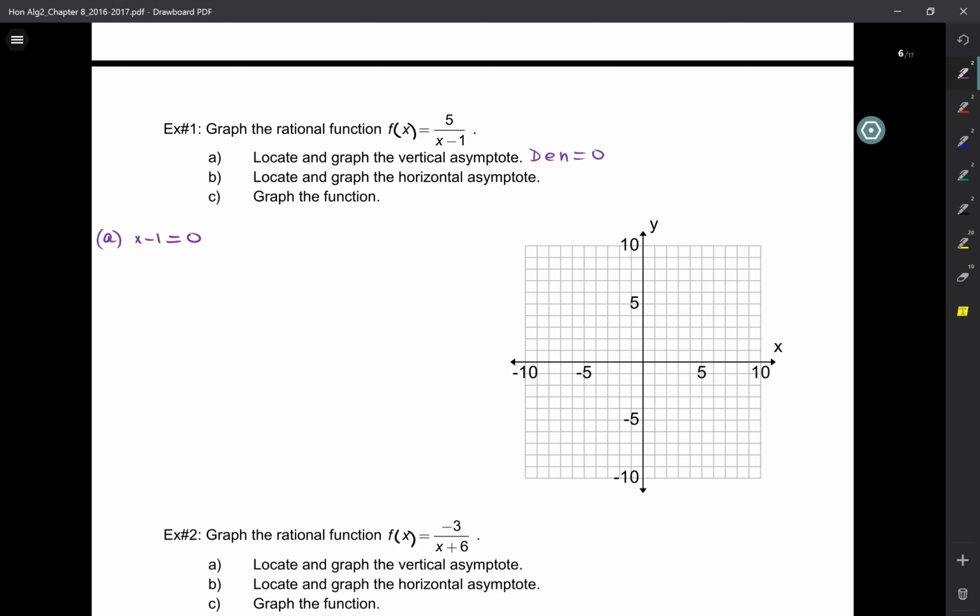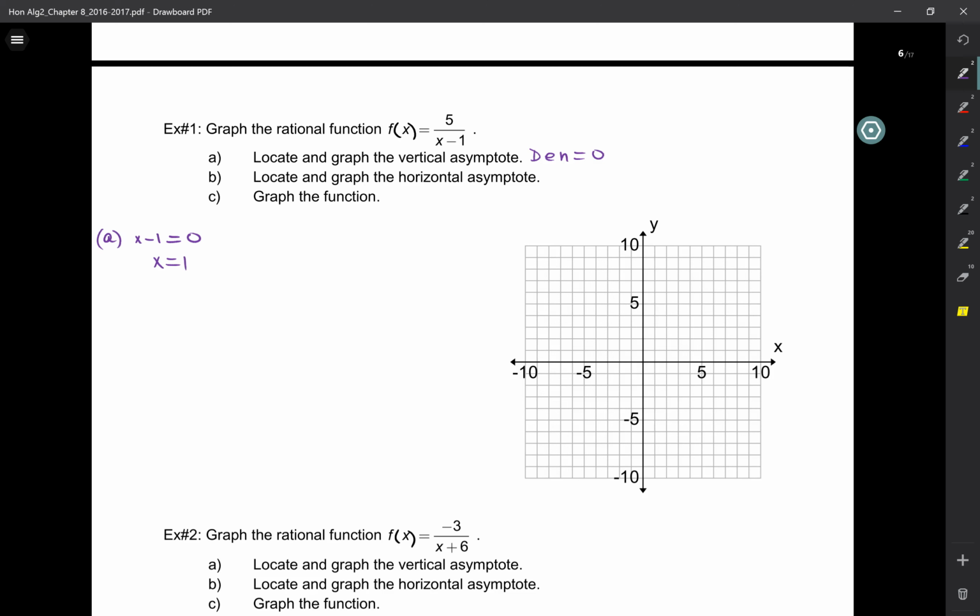Now, in order for this, we solve this and we get x equals 1, right? In order for this number to qualify as a bona fide asymptote, it has to be such that in the original function, the x minus 1 cannot cancel with anything in the numerator. Is there anything else in the numerator that can make the x minus 1 go away? No. That means, yes, this is a vertical asymptote.